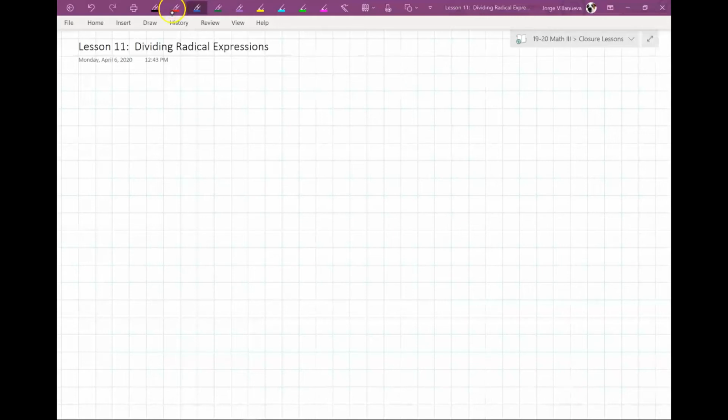Hello again. We're back with lesson 11, dividing radical expressions. Now, there is one definition you have to know whenever you do division of radical expressions. If you have the square root of a, or let's say the nth root of a, it doesn't really matter as long as the roots match, so a square root, cube root, fourth root, then you can write it as one big complete fraction. So that's the definition.